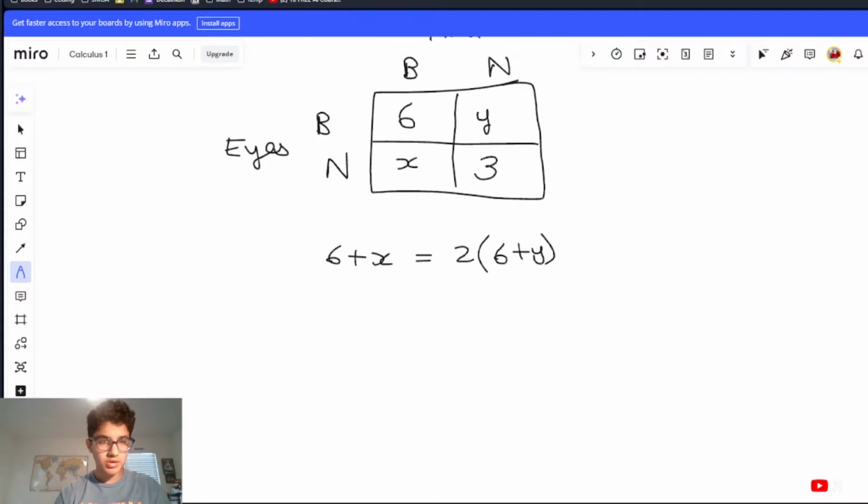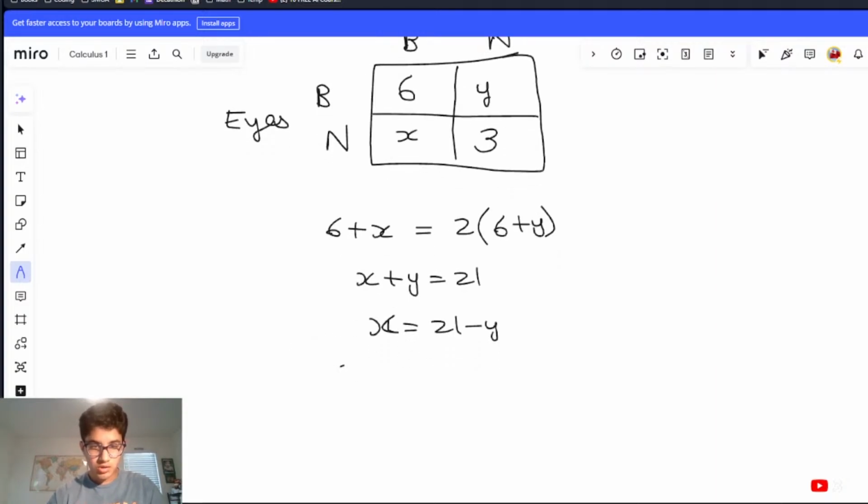And the other equation we have is, since there are 30 people in total, x plus y is equal to 21, because there are 9 people here and we want to add up these two as well. So I think we can just put that in. Now x is then equal to 21 minus y. This is x. So it becomes 27 minus y equals 12 plus 2y.